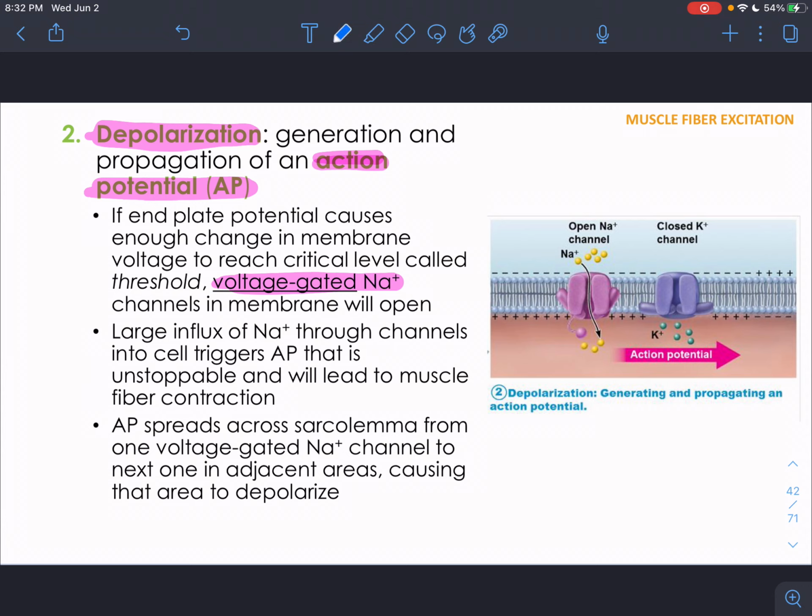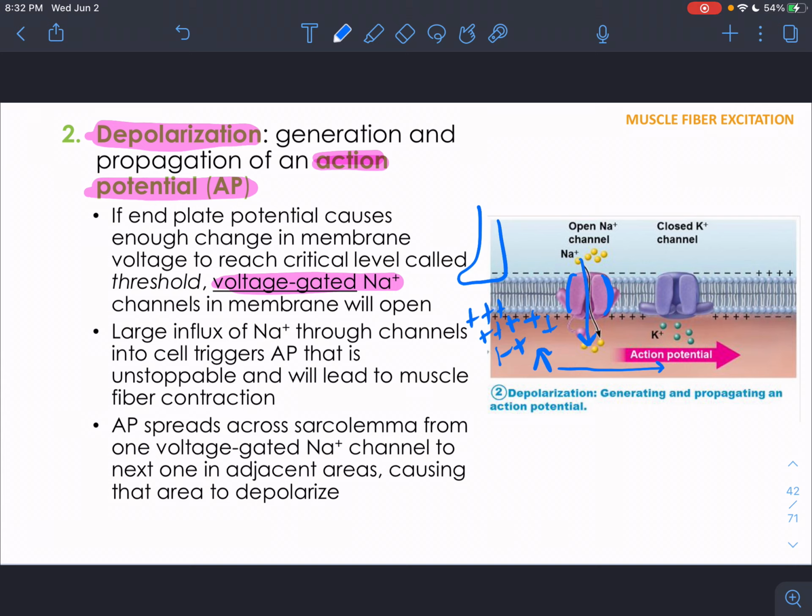Okay, so say in this image, our neuromuscular junction's over here. So we have the end plate potential, a positive charge over here. If that positive charge is big enough to reach over to these voltage-gated sodium channels, they are going to open due to that change in voltage from the end plate potential. Okay, so what happens is that depolarization can move down. That voltage change due to the end plate potential causes voltage-gated sodium channels to open.